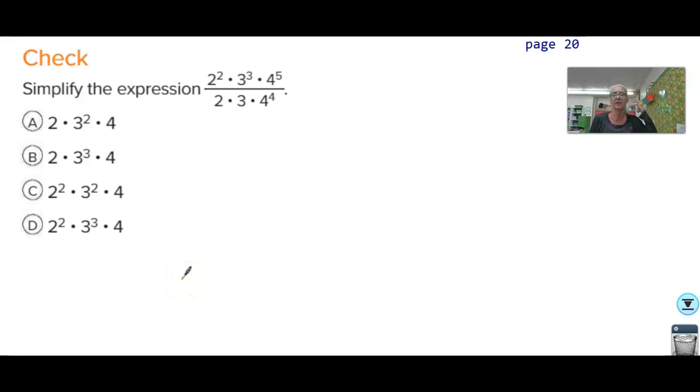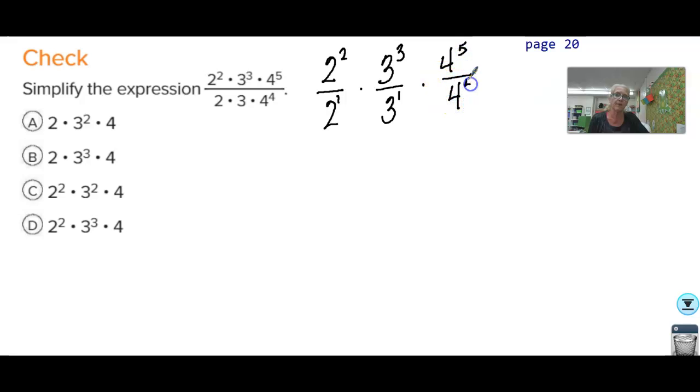Here's another one. Notice that they have matched up the bases just like they did in the last example. So we can think of this as 2 to the 2nd over 2 to the 1st times 3 to the 3rd over 3 to the 1st. Remember, if it doesn't have an exponent, it's a 1. And 4 to the 5th over 4 to the 4th.